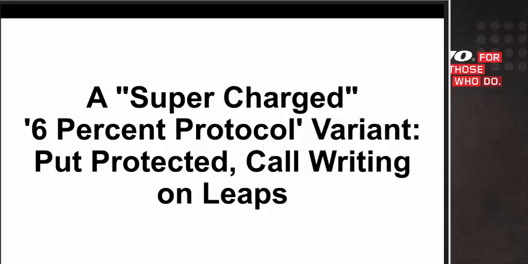A supercharged 6% protocol variant. What that is, we've got a 6% protocol running over at Trading Trainer, a program I started back in 2007. A lot of people joined in 2007, to the point where in 2009 I had to close it down because I had too many people working with me. Those people have all graduated, and they've all been doing fantastic with their portfolios after so many years.